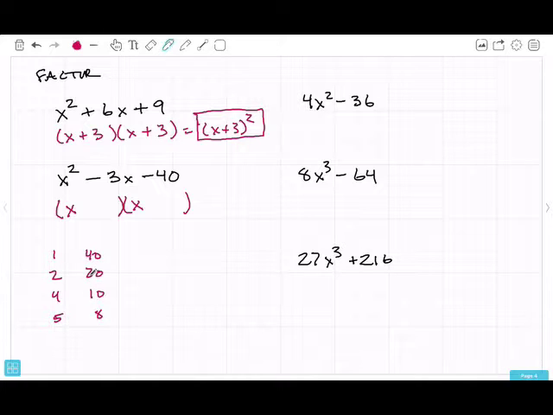2 or 20, if that was negative, they would never add to be negative 3. 4 and 10 have a difference of 6, so that would not add to be negative 3. 5 and 8 are the ones that you probably want, because if you subtract 8 and 5, you get 3, or maybe negative 3, depending on the order that you have them.